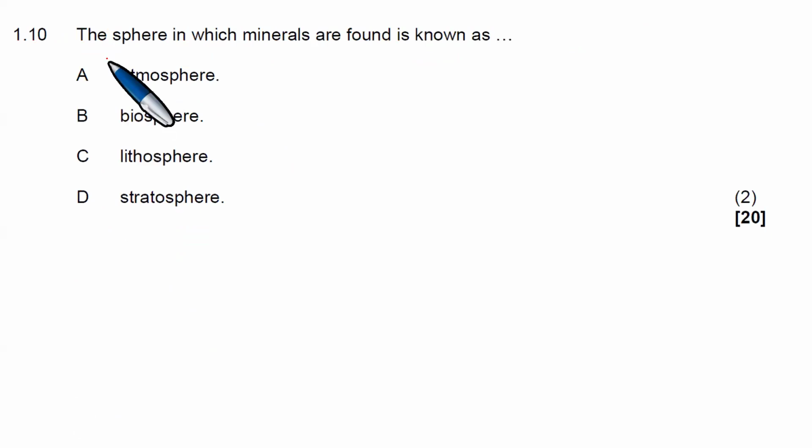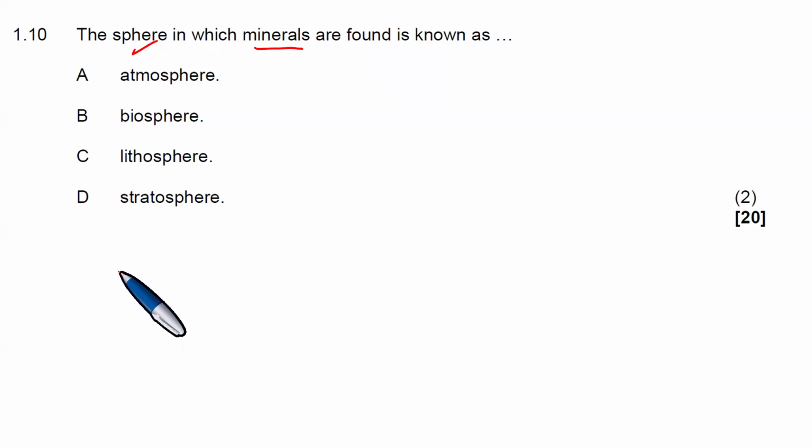Okay. The sphere in which minerals are found is known as which one? In which sphere are minerals found? Are they found in the atmosphere? Are they found in the biosphere? Are they found in the lithosphere? Are they found in the stratosphere? Where do we find minerals? Anyone home?